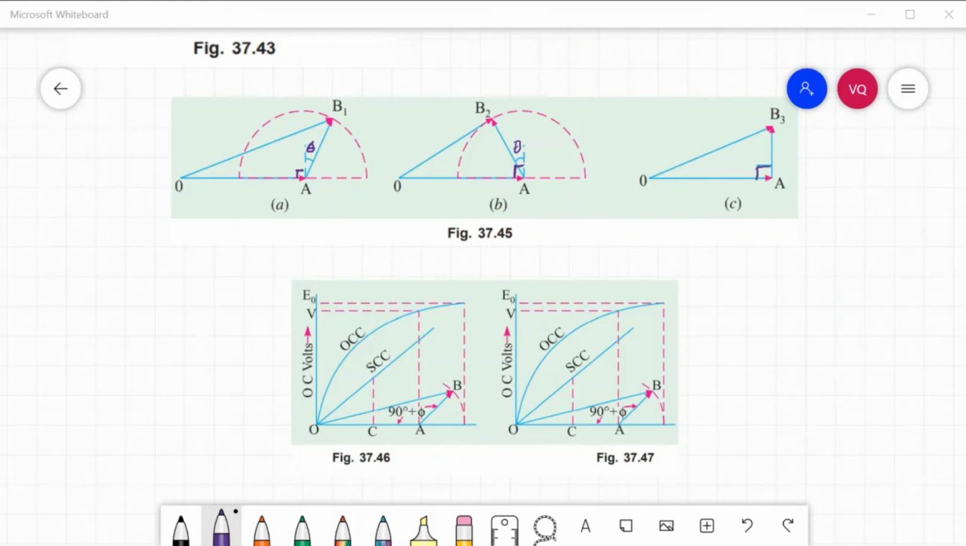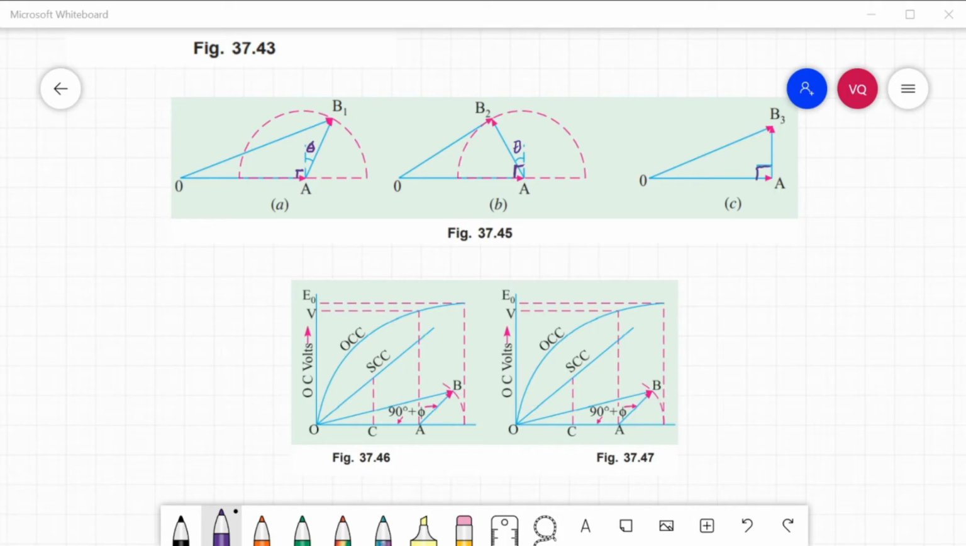In figure 37.47, the complete diagram along with the open circuit and short circuit characteristics. OA represents the field current for normal voltage V. OC represents the field current required for producing full load current on short circuit. Vector AB, equal to OC, is drawn at an angle of 90 plus theta to OA.